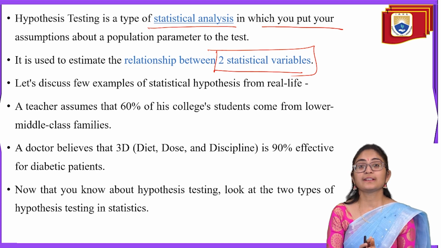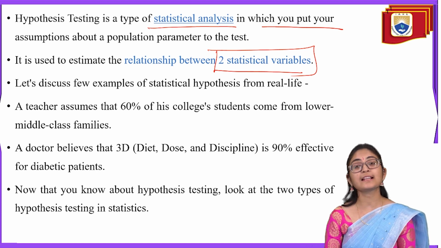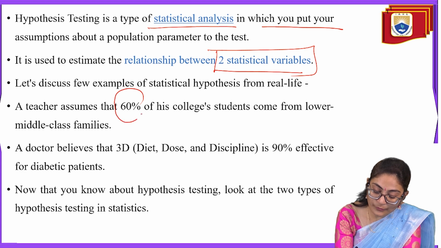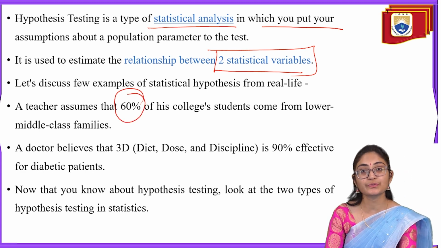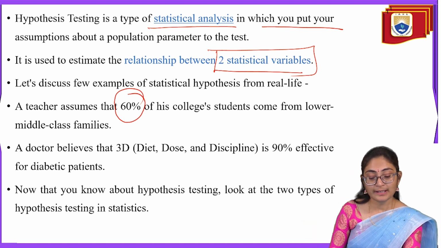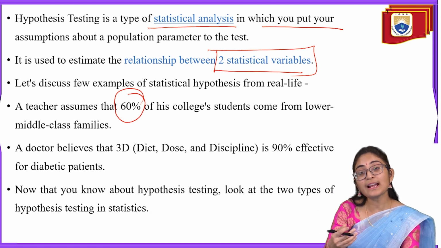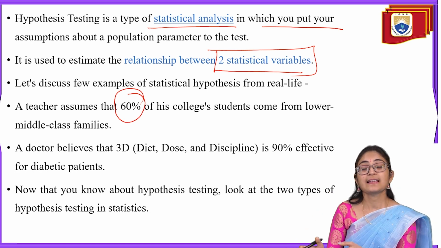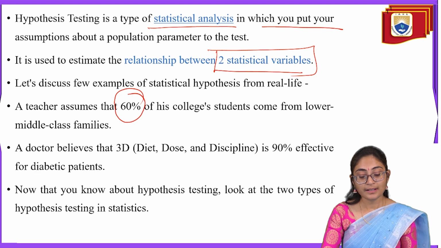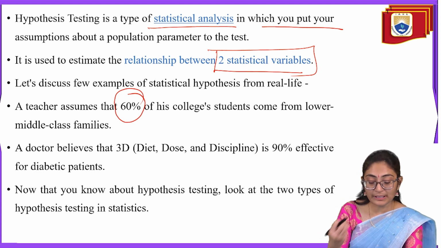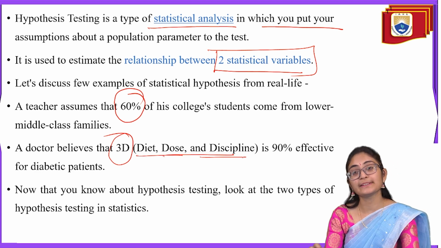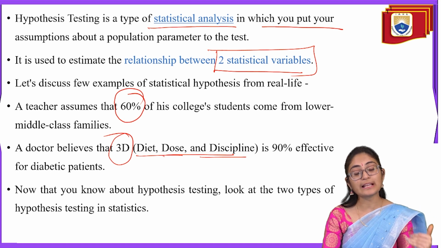Let's see some examples of a statistical hypothesis. For example, a teacher assumes that 60% of his college students come from lower middle class families. In hypothesis testing we consider some results and check whether they are correct or not. Again, a doctor believes that 3D, that is diet, dose and discipline, is 90% effective for diabetic patients.